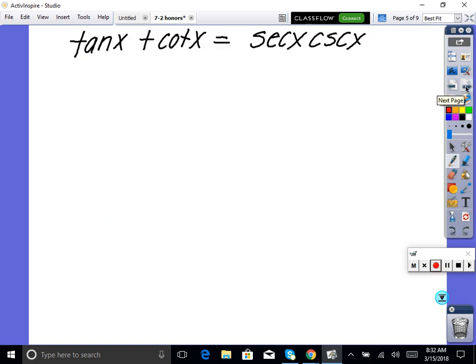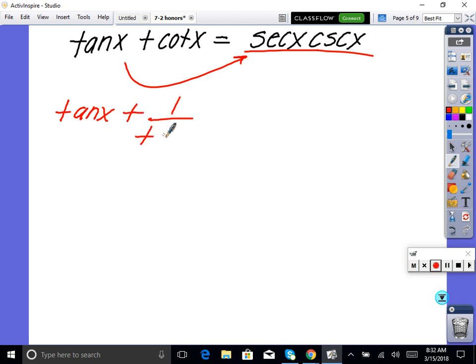Okay, let's continue. Now looking at this, which side is really better? You're really going to try to only touch one side if possible. So does anyone know which one would be better? Yes, this one, because there's only one term. So let's take this one and see if we can make it that. So we have tangent of x plus 1 over tangent of x. Does everybody agree? Because cotangent is 1 over tangent.